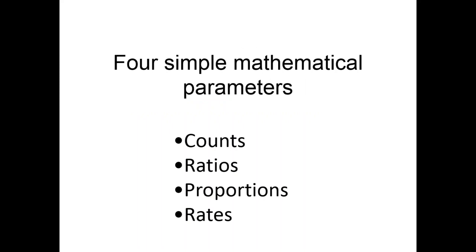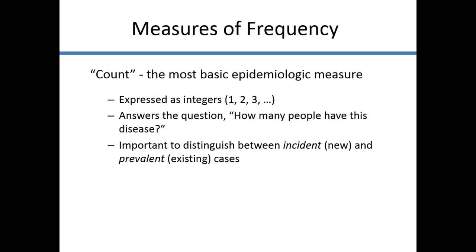Measures of morbidity. So four simple mathematical parameters: counts, ratios, proportions, and rates. A count is very simple. How many people are in this webinar? There's a count somewhere. I don't see it, but there's a count somewhere. And it doesn't matter, of course. I'm happy to have one or more of you. But it's a very simple measure. Expresses integers, answers the question, how many people have this or how many people have that?